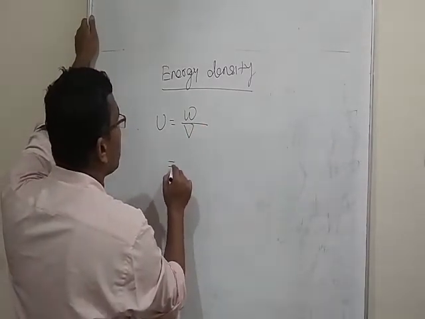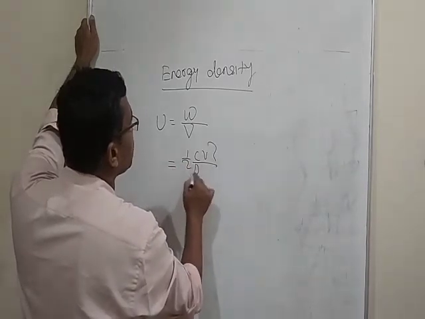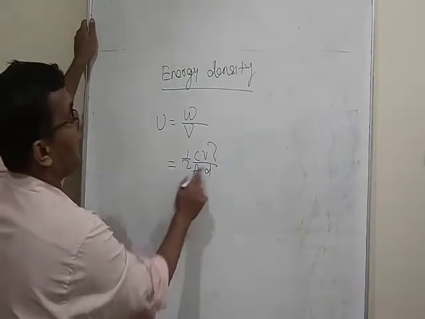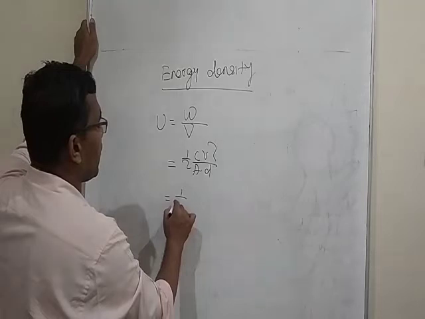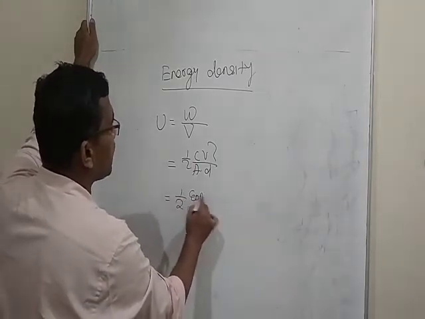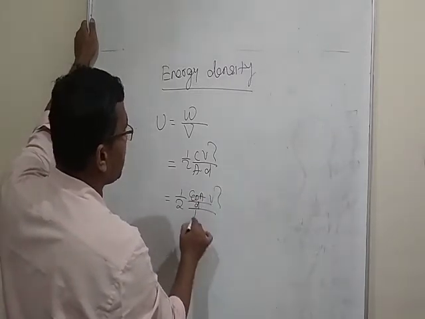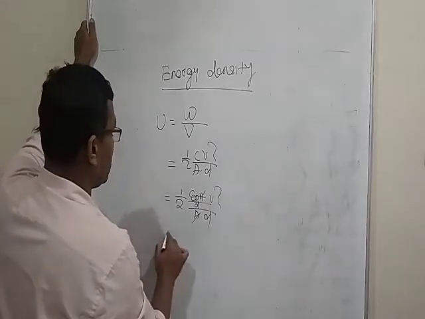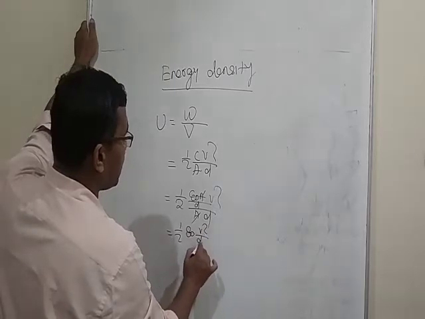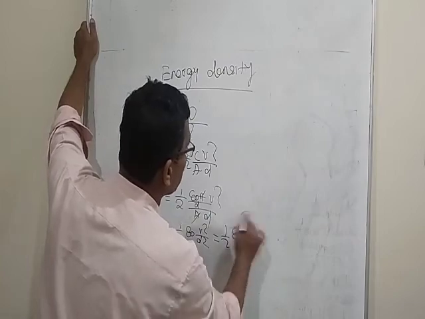So this is equal to W, that is half C V square, divided by volume, which is area into d. So this is equal to half, C is epsilon 0 A divided by d, V square divided by A d. A and d cancel. So this is equal to half epsilon 0 V square by d square. So that is equal to half epsilon 0 (V by d) square.